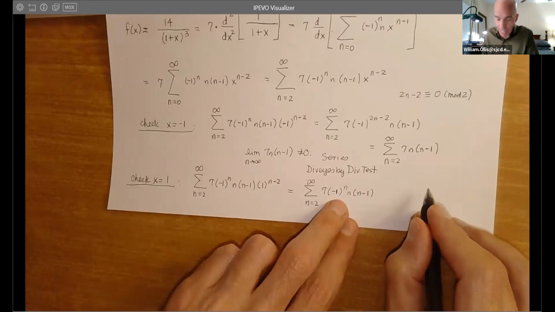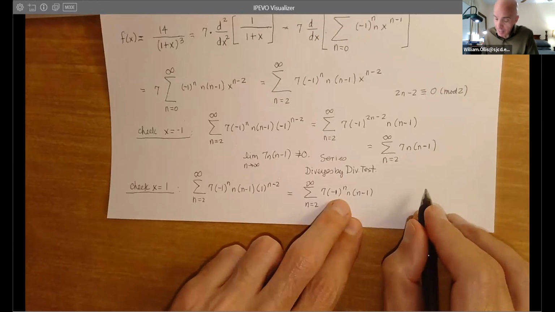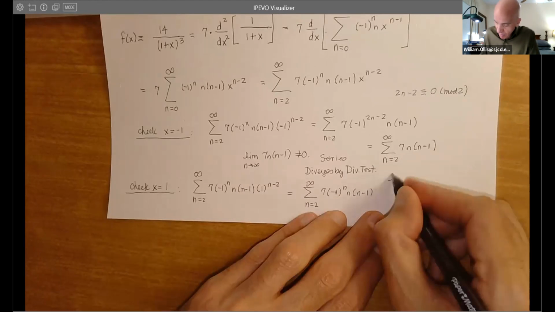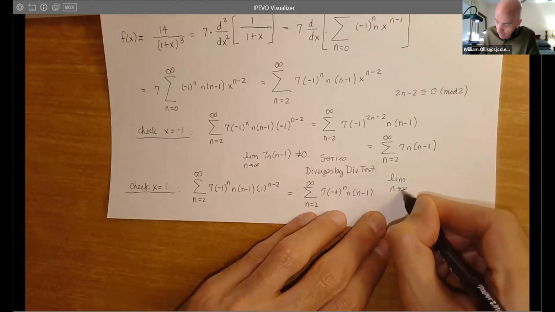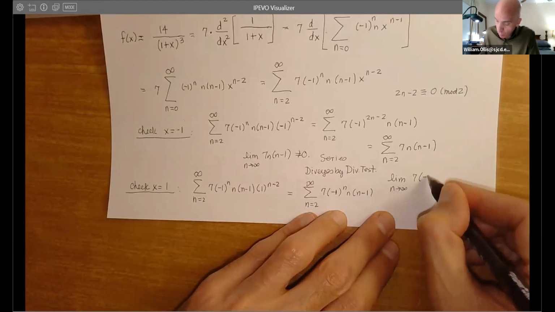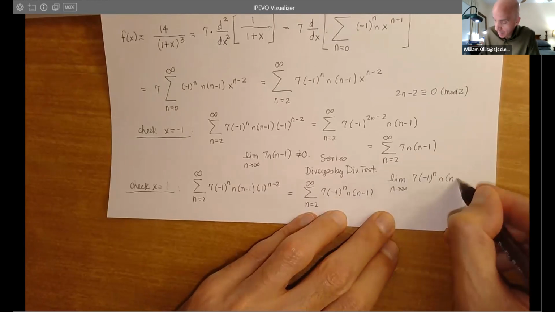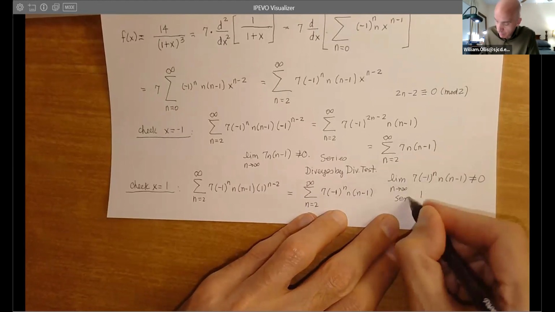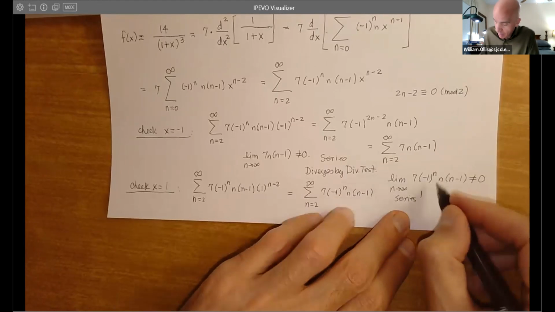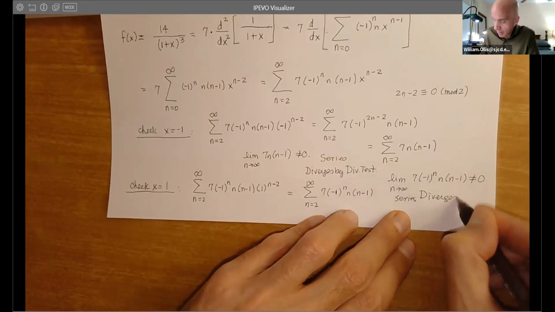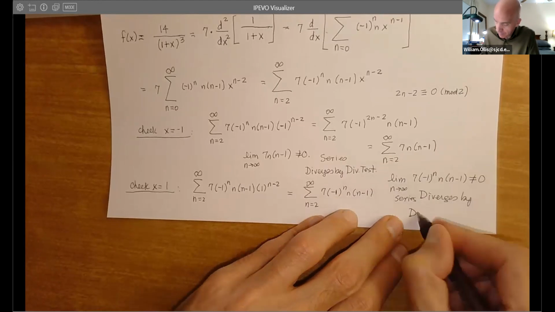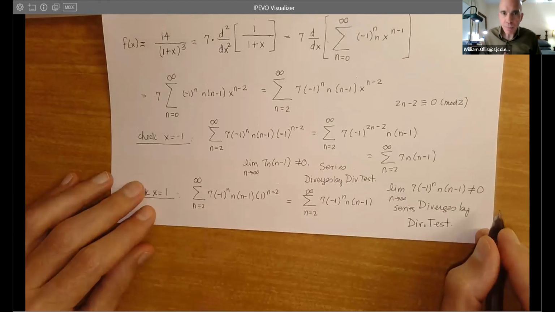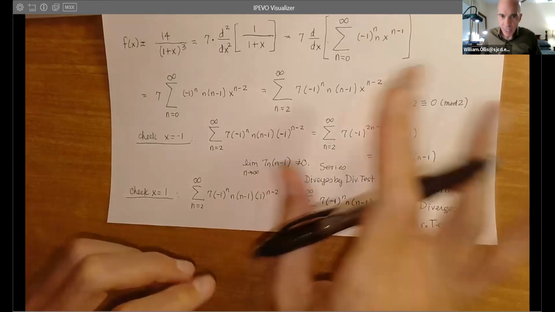Now, of course, we have the same deal going again. This does not have limit 0. It oscillates. So the limit as n approaches infinity of 7 times (-1)^n times n minus 1 does not equal 0. So the series diverges by the divergence test. And so unlike the integral operation we did, we don't get anything new.